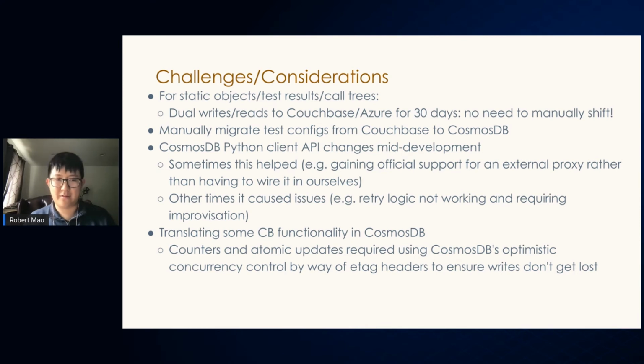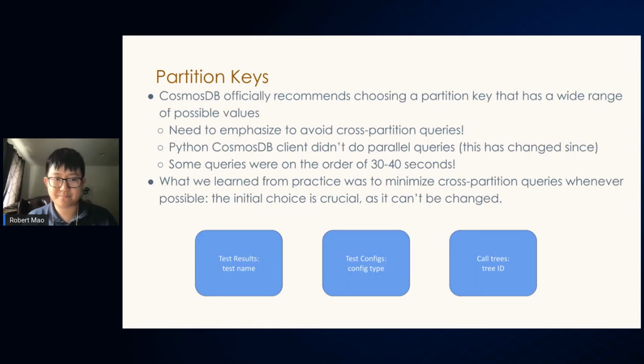There was some other stuff that we had to keep in mind, like translating some Couchbase functionality within Cosmos DB. Counters and atomic updates required using Cosmos DB's optimistic concurrency control via the ETag headers to ensure that writes didn't get lost. And this functionality mapped over very neatly from Couchbase to Cosmos DB.